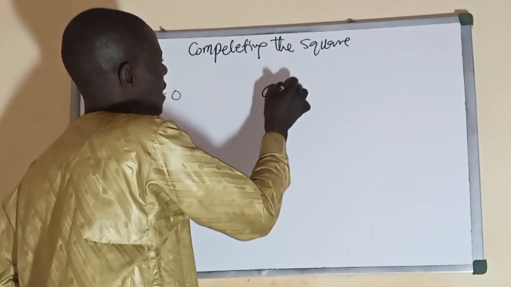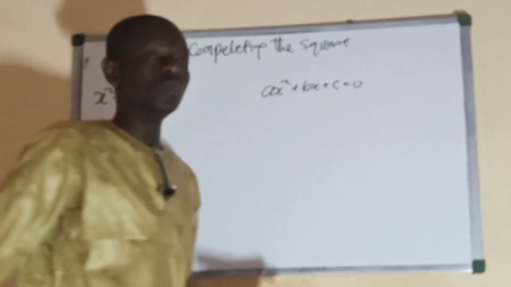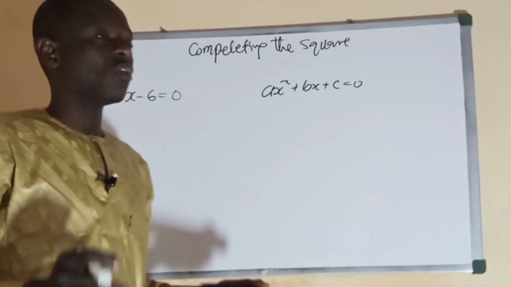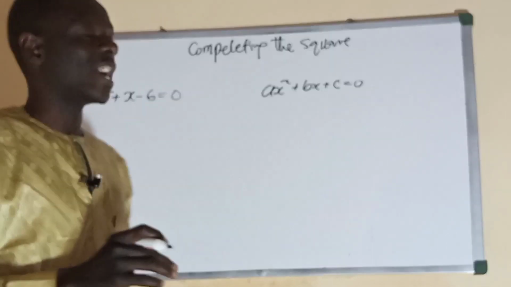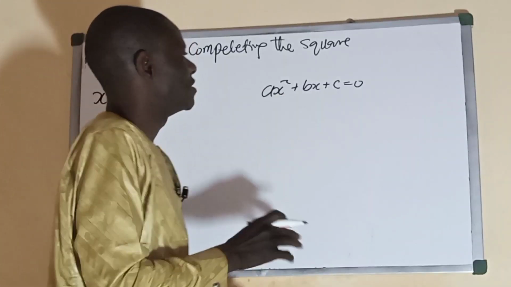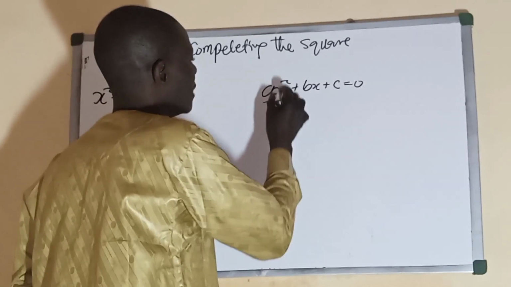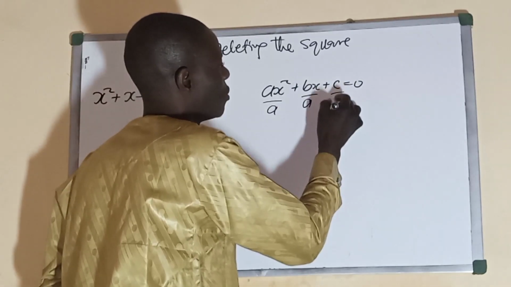Let us remember the general form of a quadratic equation, which is ax squared plus bx plus c equals 0, where a, b, and c serve as our constants. Whenever we are dealing with completing the square, we have to consider those constants a, b, and c. First of all, you have to divide through by a, so we have x squared over a plus bx over a plus c all over a.